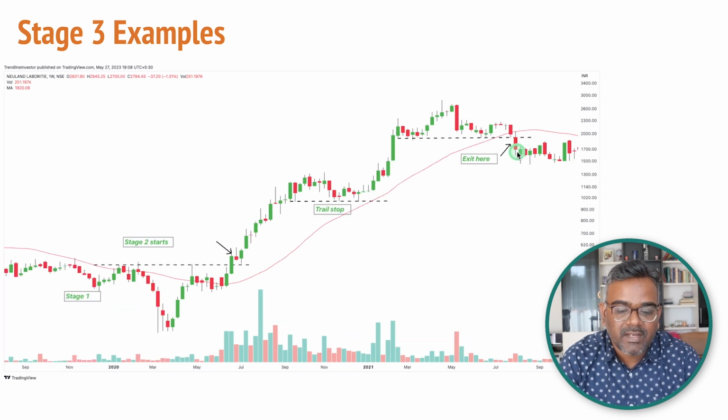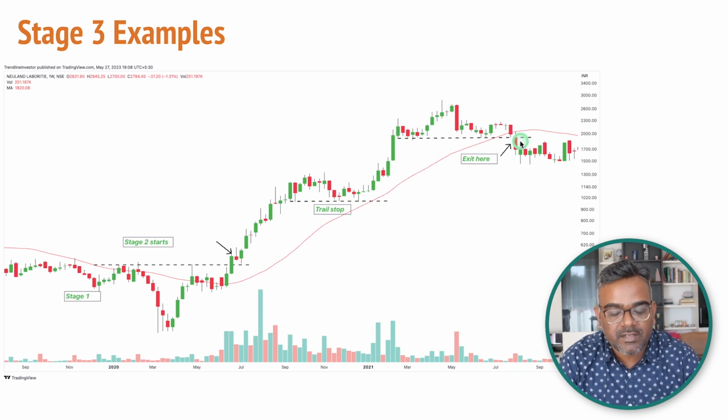The next example I want to take is Neuland Laboratories. Now again, here we had a downtrending 30-week moving average, which is stage 4, and then we had a flat moving average here, which is stage 1, and then we had a rising moving average. The stock went higher and higher, and you trail a stop loss here. Now this is a complete stage 2 here, right? And then finally the stock went sideways and broke down below. And this also is a break of the previous pivot low.